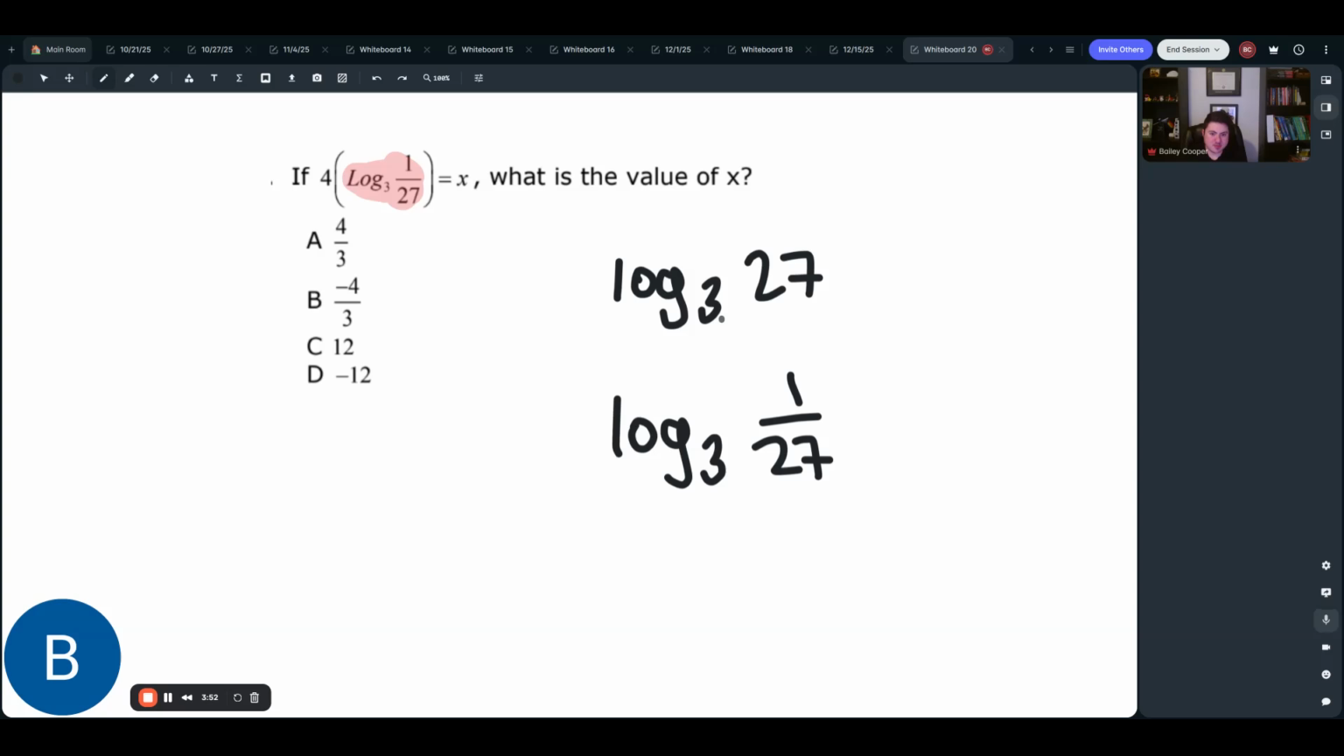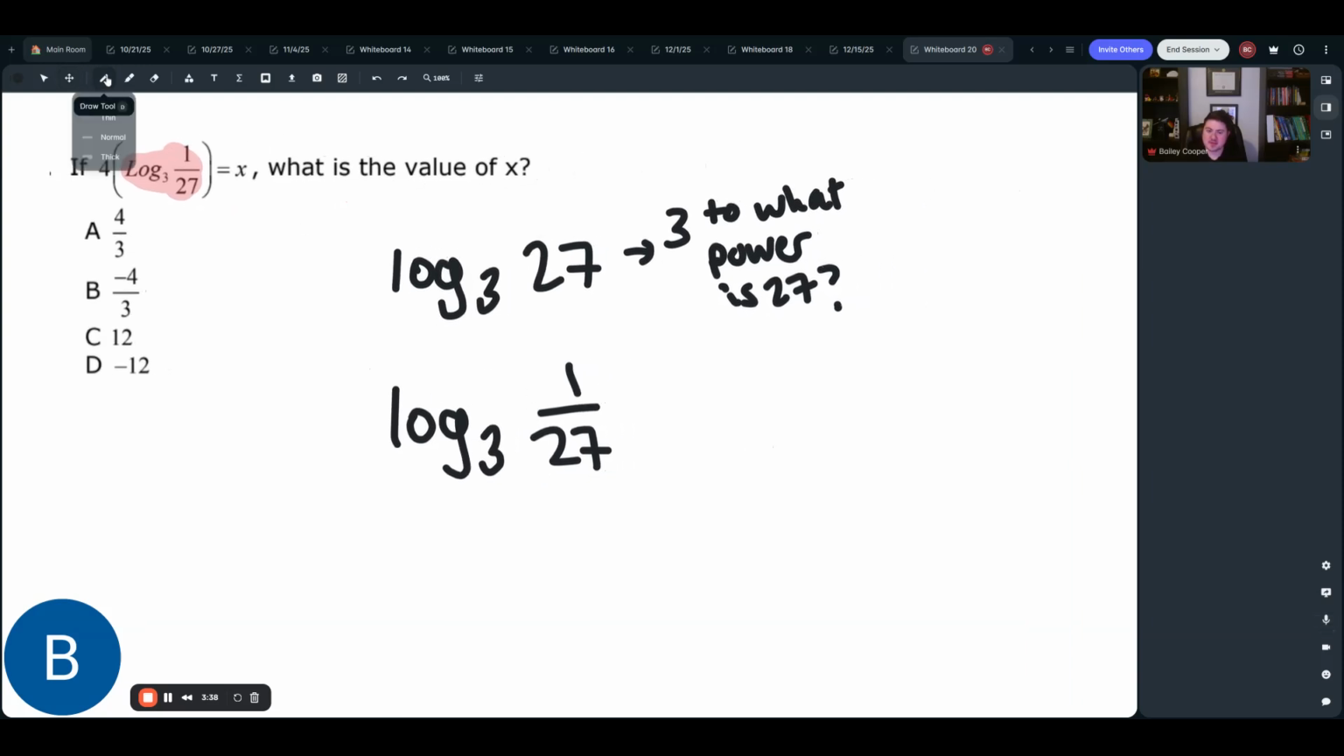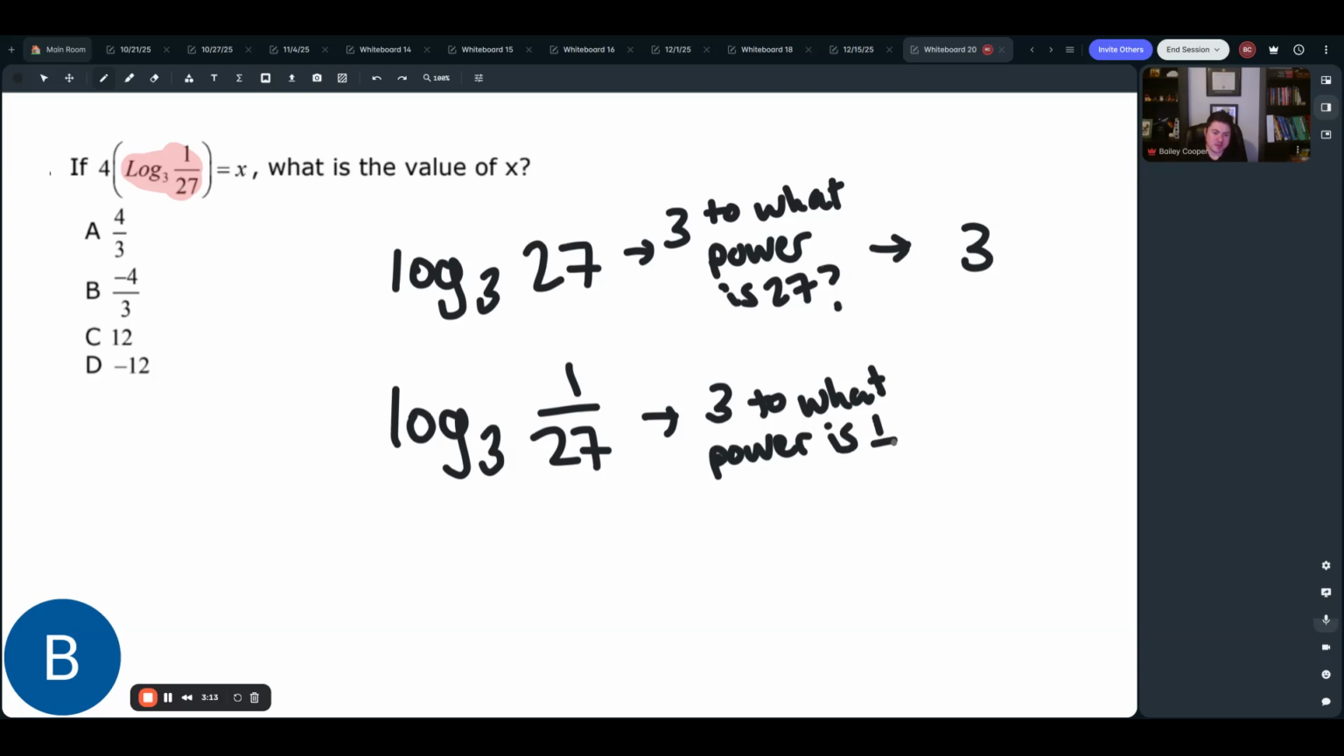If we just had log base 3 of 27, that's basically equivalent to saying 3 to what power is 27, and that's to the third power, like we said. So the power is just 3, and then 3 to the third is 27. So log base 3 of 27 would simplify to 3. This is saying, if it's now 1/27th, 3 to what power is 1/27th?